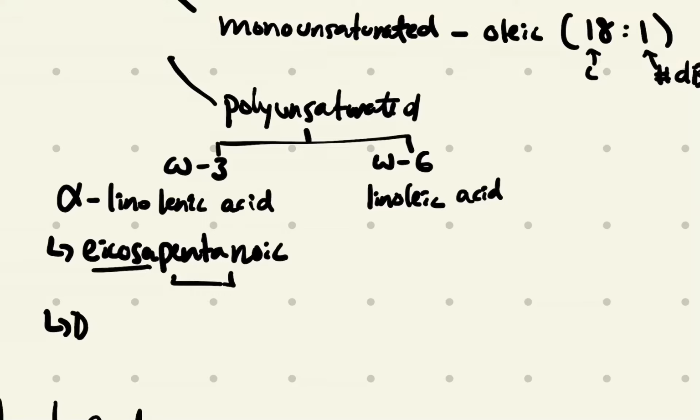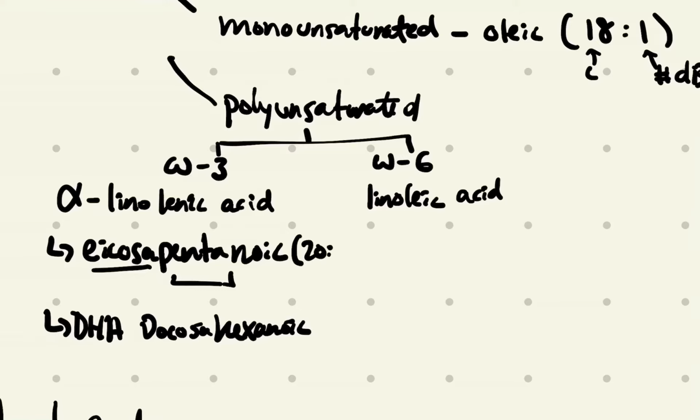Then your second derivative is going to be DHA, which refers to docosahexaenoic acid, because now we've introduced a second double bond.